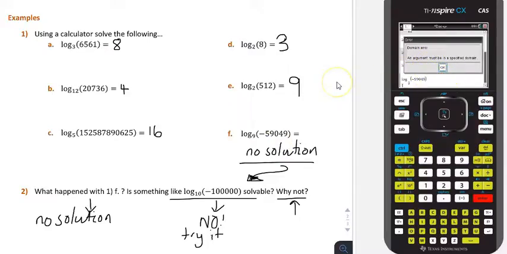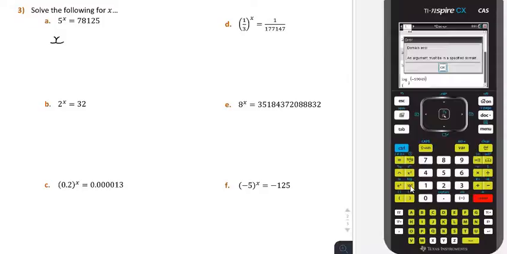The following example after this, example 3, the last part, 3F, we'll actually try to make our way around this problem. But if you're given it in this format of log something of a negative number, we would say no solution. There is no solution to this. So why not? It's negative, and it must be positive for a log to be able to work.